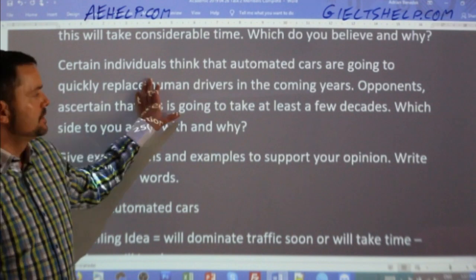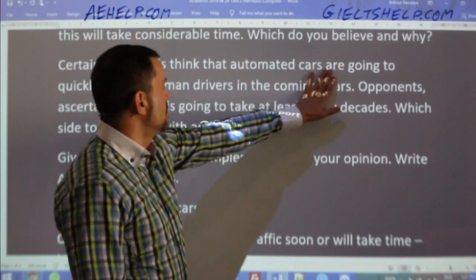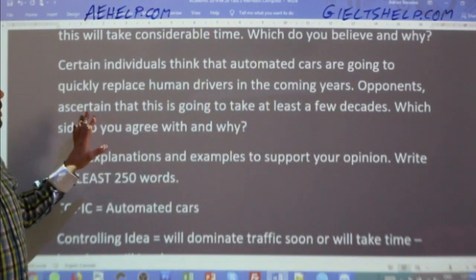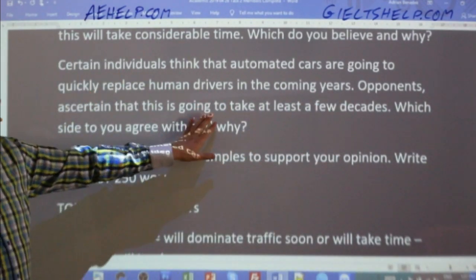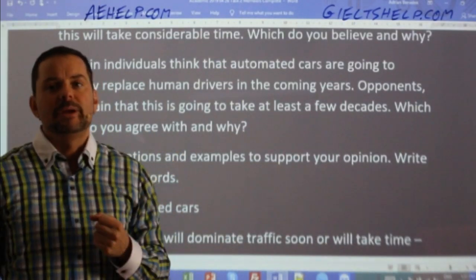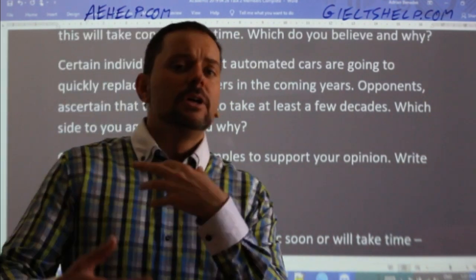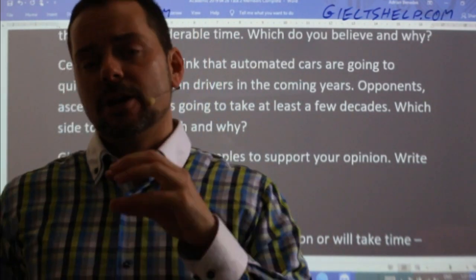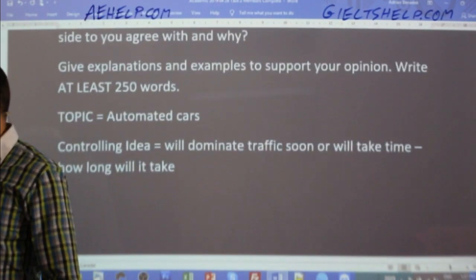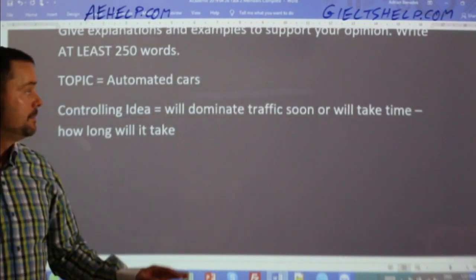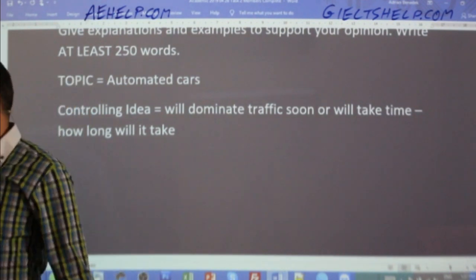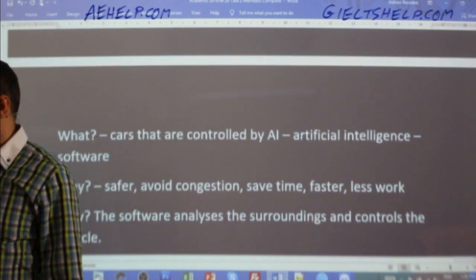Certain individuals think that automated cars are going to quickly replace human drivers in the coming years. Opponents ascertain that this is going to take at least a few decades. Which side do you agree with? So there's the paraphrase, okay? Bear with me, members. I know I'm talking your ear off a little bit here, but this is important as we get into the rest of the essay. So our topic again, automated cars, controlling idea, will dominate traffic soon or will take a long time.